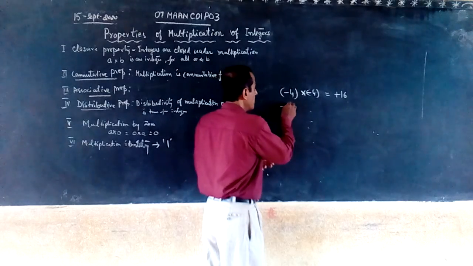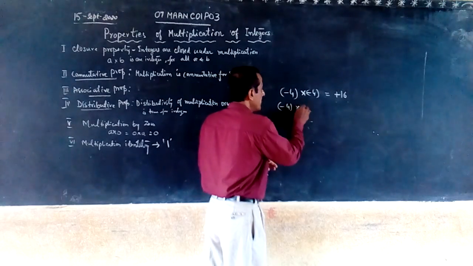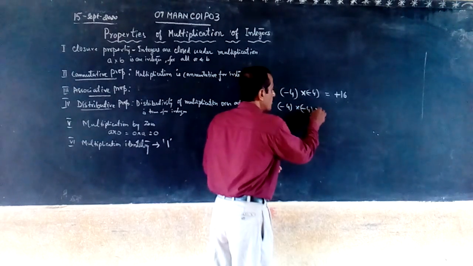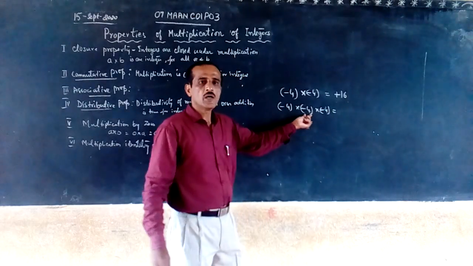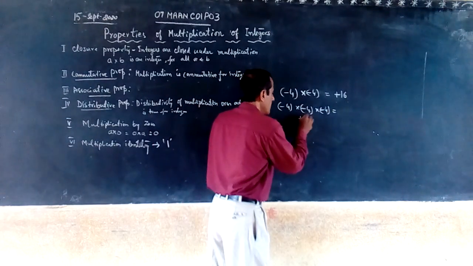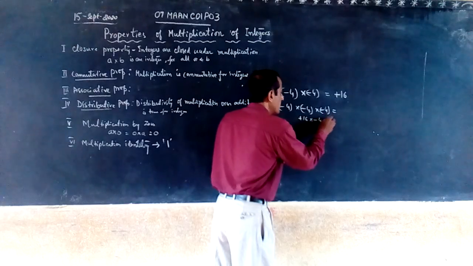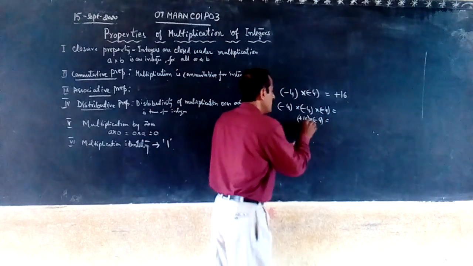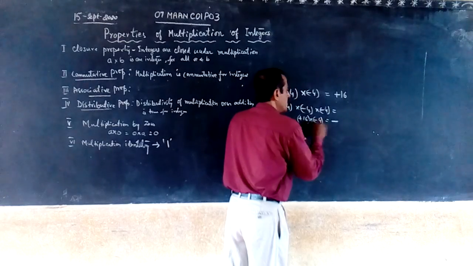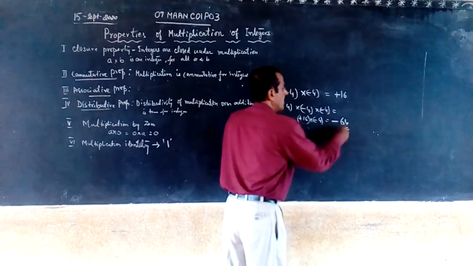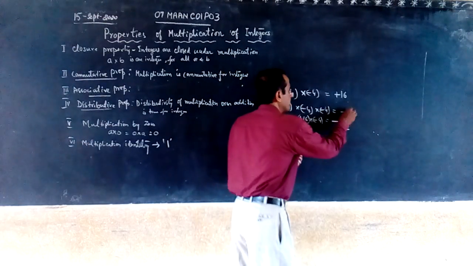Again, see here, minus 4 into minus 4 into minus 4. What is the product? Minus 4 into minus 4 is plus 16, and plus 16 into minus 4: one minus, a negative integer, so it becomes minus again. 16 into 4 is 64. The answer is minus 64.